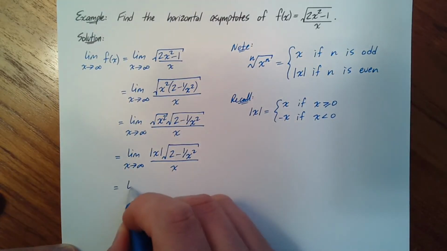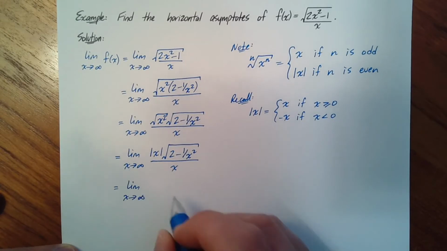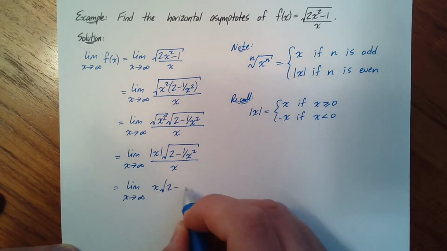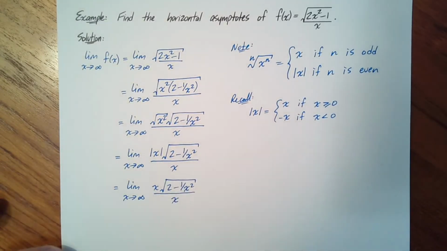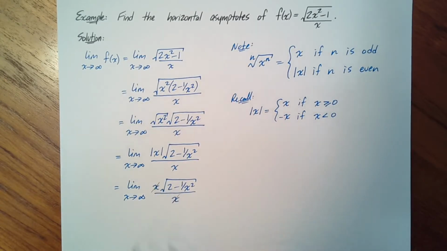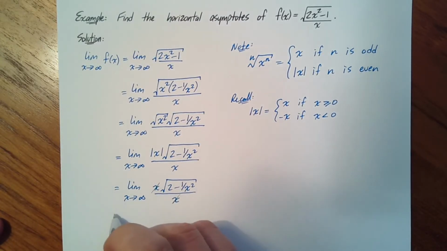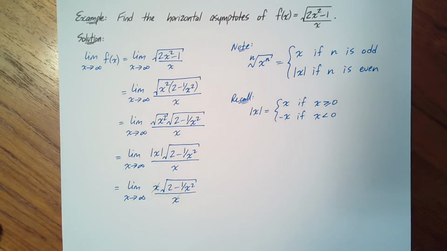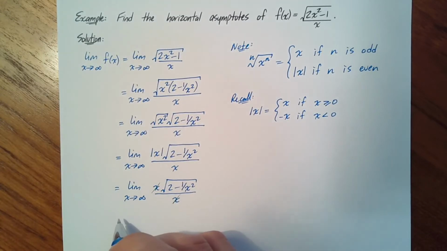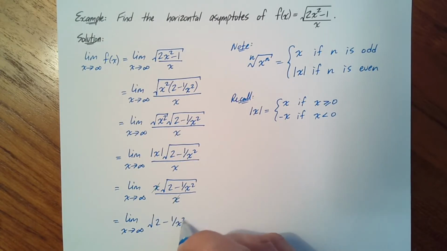So what we're going to have now is the limit as x goes to infinity. We'll have x times the square root of 2 minus 1 over x squared all over x. And then now, finally, if you've been wanting to cancel those x's, now is your chance. Now you finally can, because they're a common factor of the numerator and denominator. They cancel out nicely, and you just get, should I go sideways or down? Based on how much more we have to do, I think we can manage to go down here. So we'll get the limit as x approaches infinity of just the square root of 2 minus 1 over x squared.